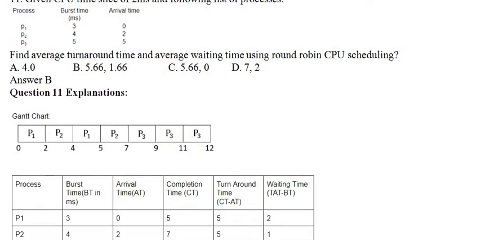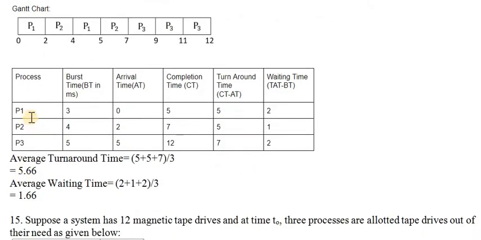Now this is the Gantt chart. What is the burst time? Burst time is nothing but how much time a process needs to complete its task. Then when it arrived, and what is the completion time. From this concept we are representing. Now turnaround time is nothing but completion time minus arrival time. So 5 minus 0 is 5, 7 minus 2 equals 5, 12 minus 5 equals 7.